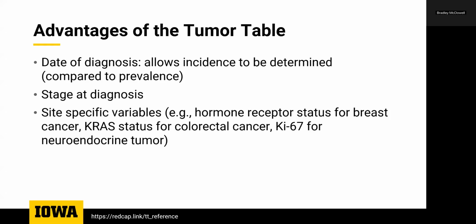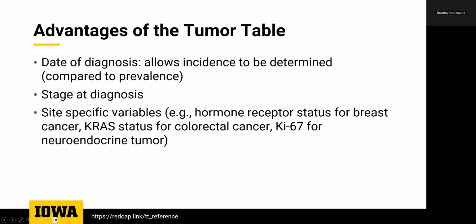Diagnosis date also allows us to evaluate cancer incidence, which is the number of cases that have been newly diagnosed in a certain time period, as opposed to prevalence, which simply refers to the number of people in your population who had cancer during that time period. They could have been diagnosed someplace else or at some other long-ago point in time. That's captured by prevalence. So diagnosis date, very important.